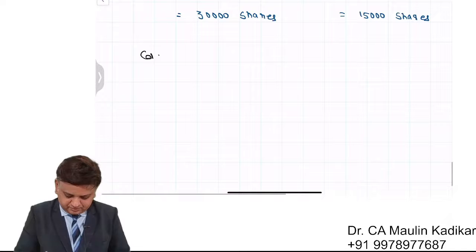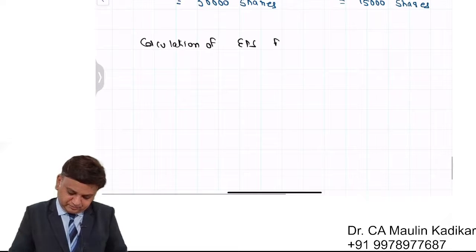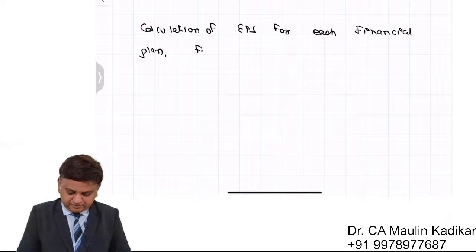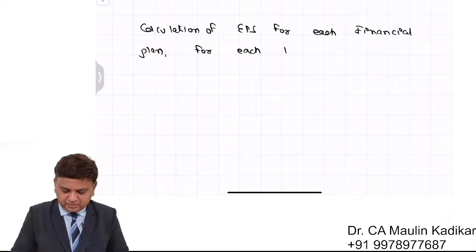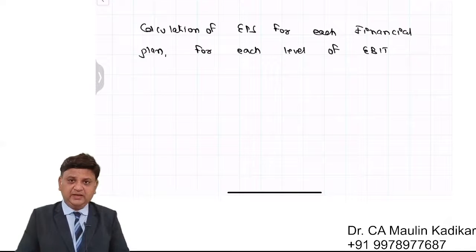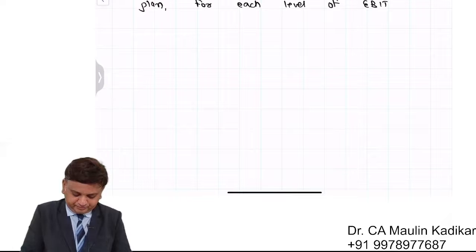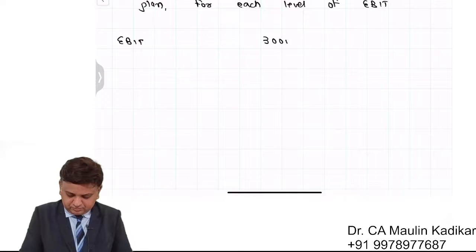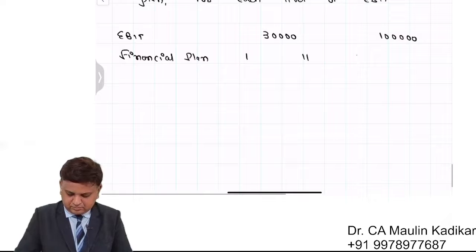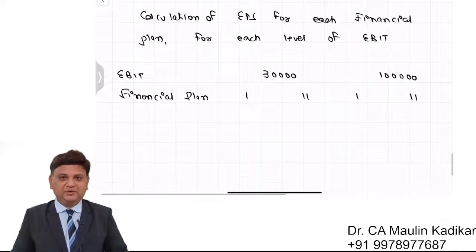Next, calculation of earning per share for each financial plan, for each level of EBIT. There are two levels of EBIT, 30,000 and 1 lakh, and for each of them we are required to compute EPS. This is the way we are required to make the calculation of the answer.